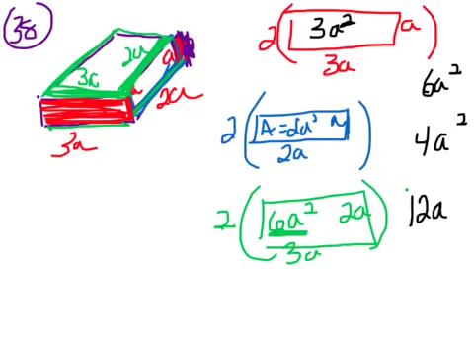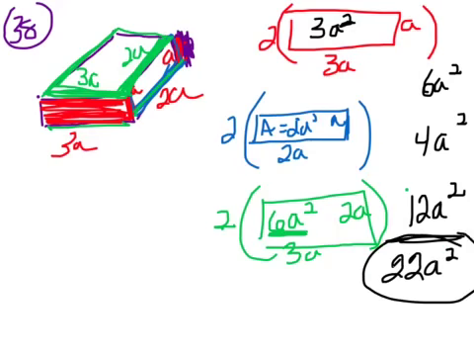Okay, there were 6 sides to the box, and I've looked at the area of all 6 sides, and I've written them out here in black, as I doubled them. So now let's just total it up and see what the total surface area is. 6 of those A squareds plus 4 of those A squareds is 10 of those A squareds, and 10 of those A squareds plus 12 of those A squareds is 22 of those A squareds. There's your area.